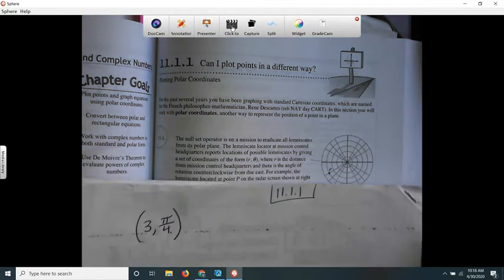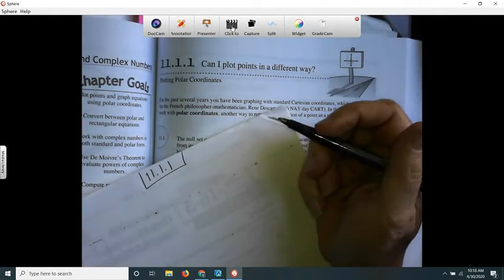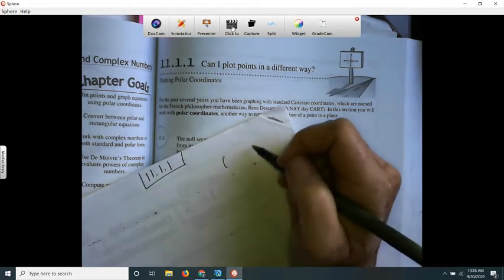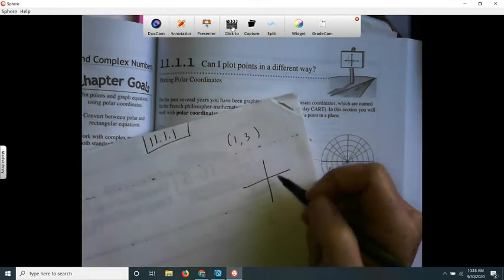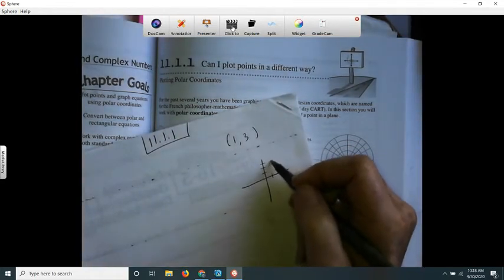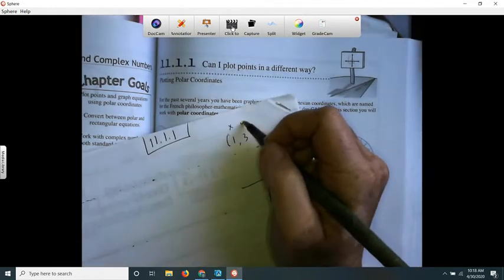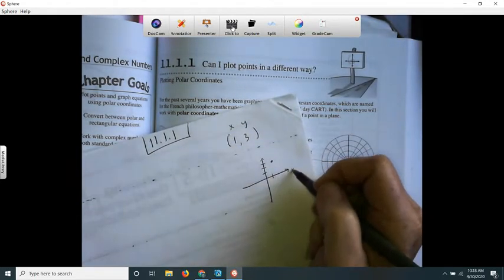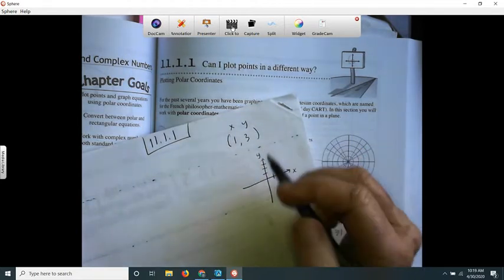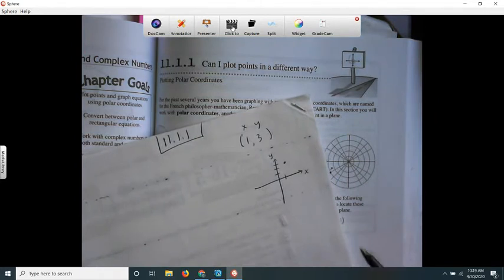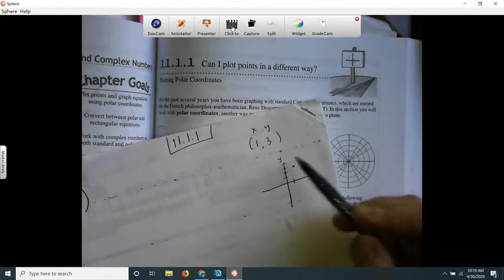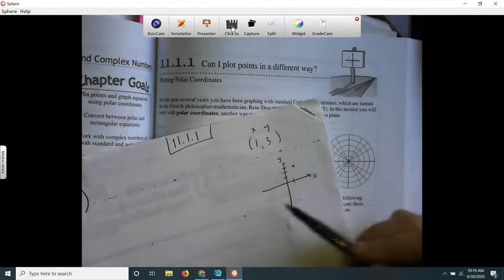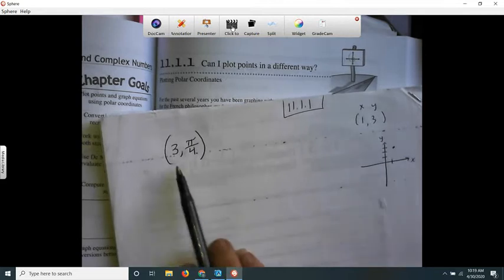So basically, you're used to graphing things in rectangular coordinates. Like you would just graph something, like (1, 3) would look like this. 1, 2, 3, right? You have x's and y's and ordered pairs. So this is called the rectangular coordinate system, but there's another way to designate a place on a grid, and that is the polar coordinates.